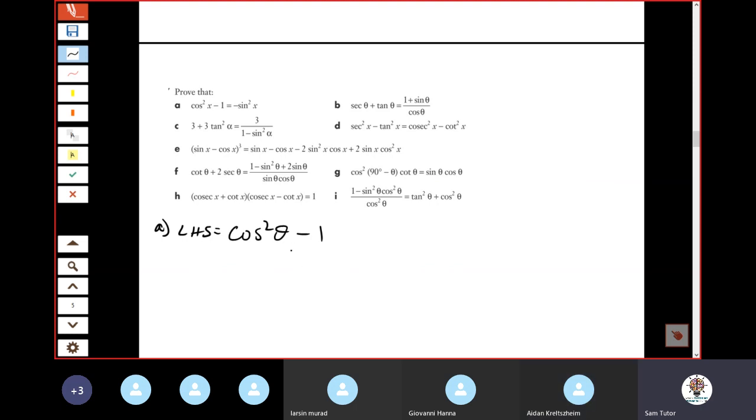So what are you going to do? Can you change the cos squared theta to 1 minus sine squared? Hey, why not? Change your cos squared to 1 minus sine squared. I like that. And then you still got a minus 1? Yeah. And then what happens? The 1's cancel out. What are you left with? Negative sine squared theta. Fantastic work.